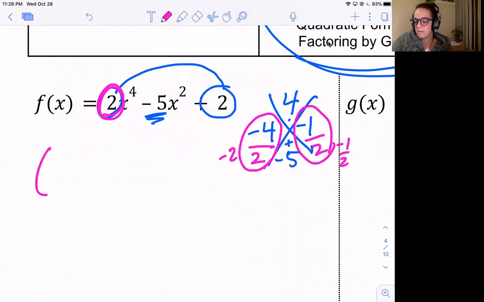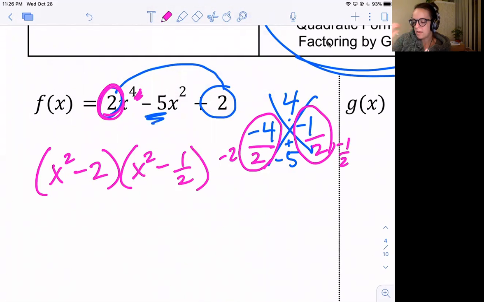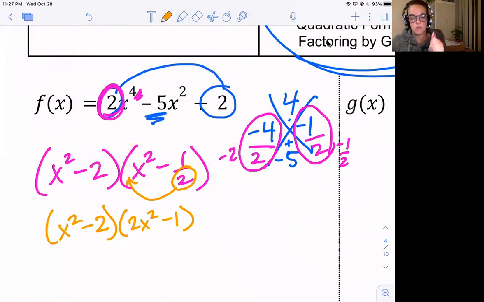So I'm going to have x squared, since this is x to the fourth, minus 2, and x squared minus 1/2. I want to make sure that I'm not including that fraction there, so I'm going to take this 2 and move it up here. So I have 2x squared minus 1, and x squared minus 2. If that part is complicated, make sure that you watch last week's video, so that you can check that out.